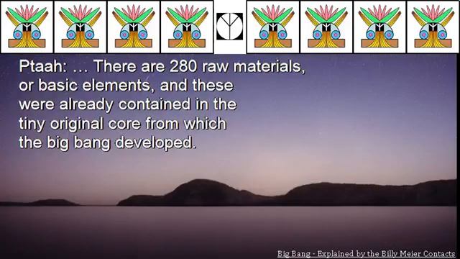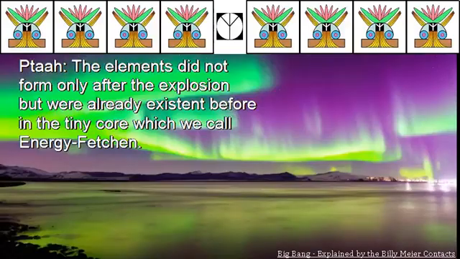There are 280 raw materials, or basic elements, and these were already contained in the tiny original core from which the Big Bang developed. The elements did not form only after the explosion, but were already existent before in the tiny core, which we call energy fetching.